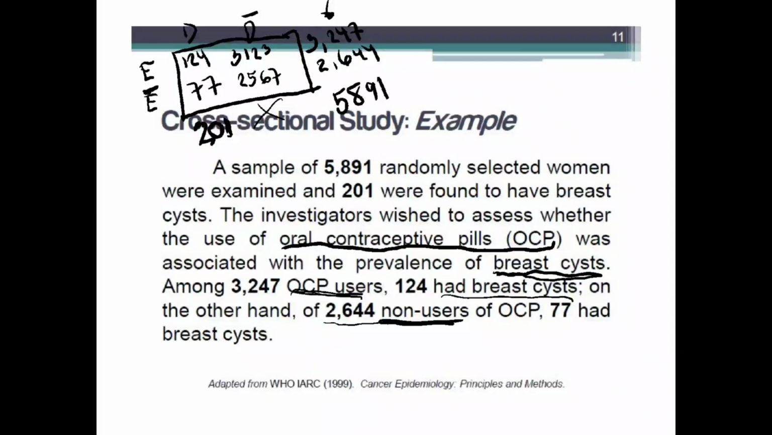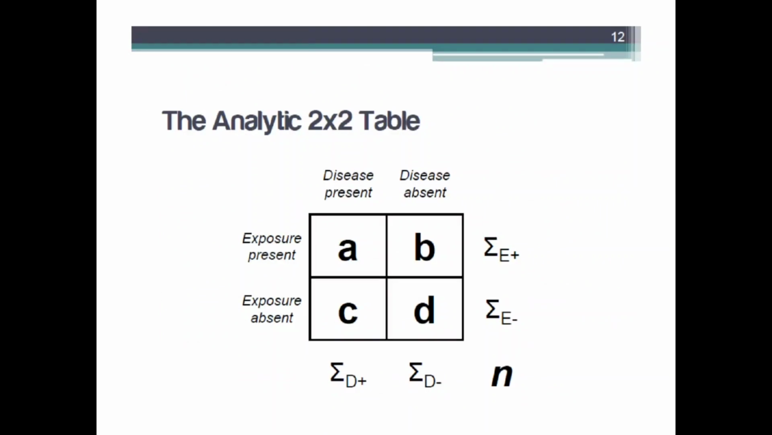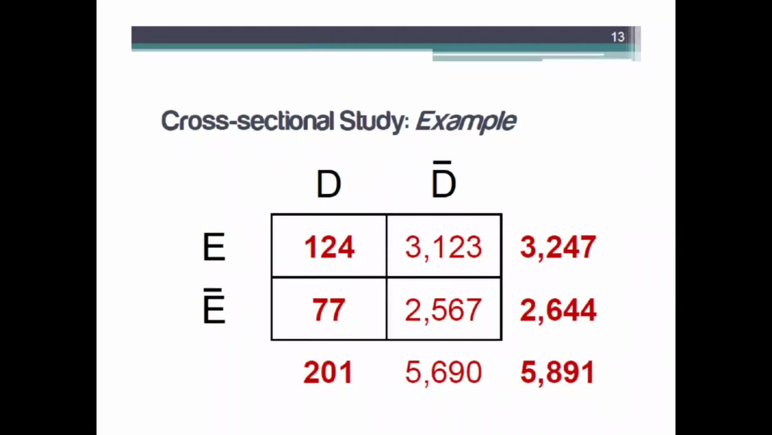Anyways, let's check if tama. So, ayan, this is present. So, this is yung breast cyst. Exposure natin, OCP. Tapos, yung sum. Total ng ito. And then, dito naman, total ng dalawang to. Tama ba? Same ba dun sa computation ninyo? Okay. So, next.